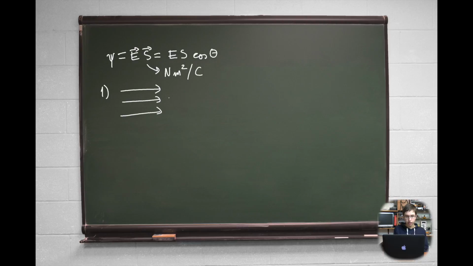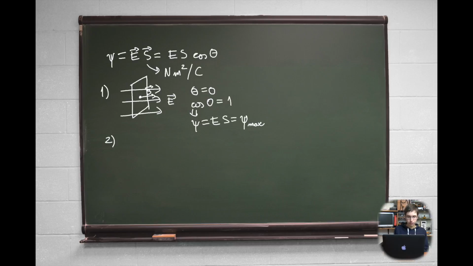From the formula we can calculate electric flux in the next two special cases. So the first special case is when the surface vector is parallel to the electric field vectors. And then the angle theta between them is 0. So cosine 0 is 1. And then psi is equal to E times S. So electric flux is in this case the biggest possible, so it is psi max.